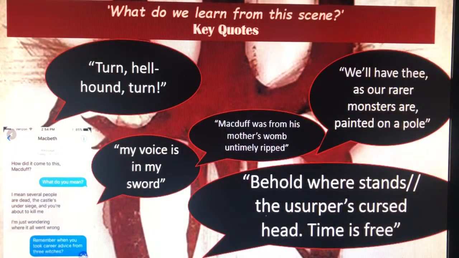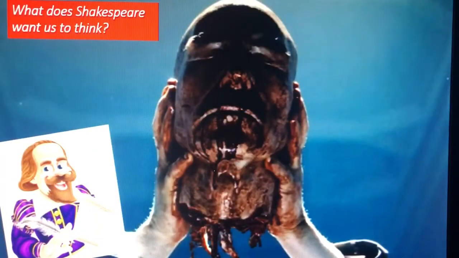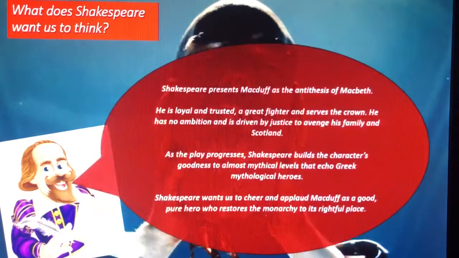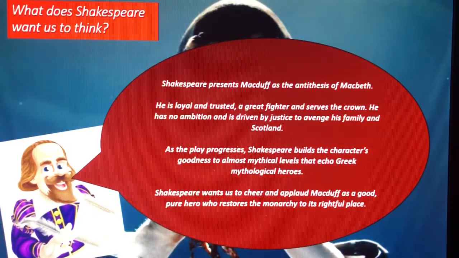Here are some key quotes from the end of the play. What does Shakespeare want us to think? Shakespeare presents Macduff as the antithesis of Macbeth. He's loyal and trusted, a great fighter, and serves the crown. He has no ambition and is driven by justice to avenge his family in Scotland. As the play progresses, Shakespeare builds the character's goodness to an almost mythical level, to echo Greek mythological heroes. Shakespeare wants us to cheer and applaud Macduff as a good, pure hero who restores the monarchy to its rightful place.